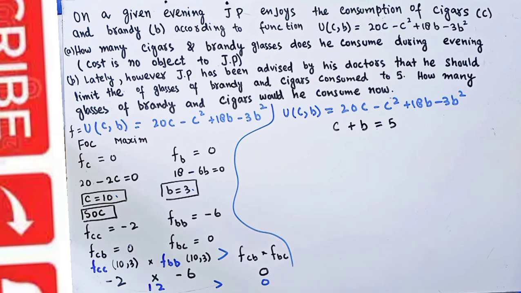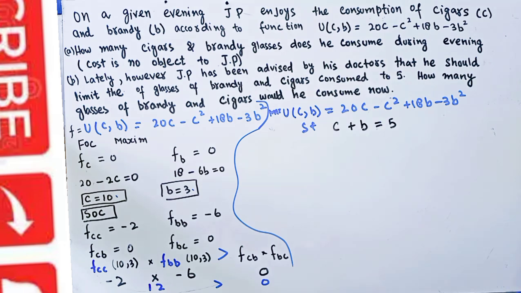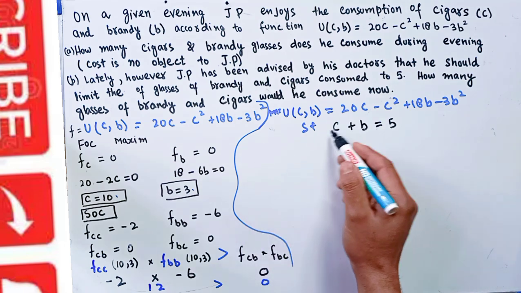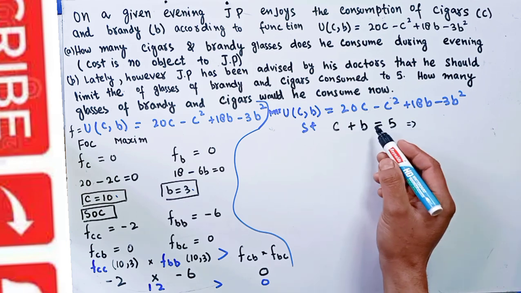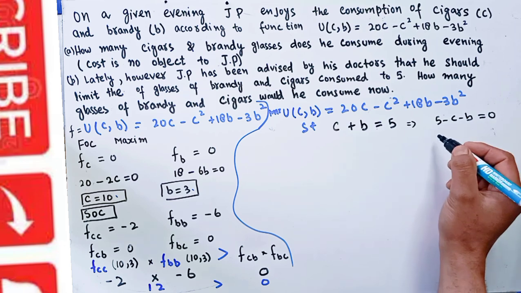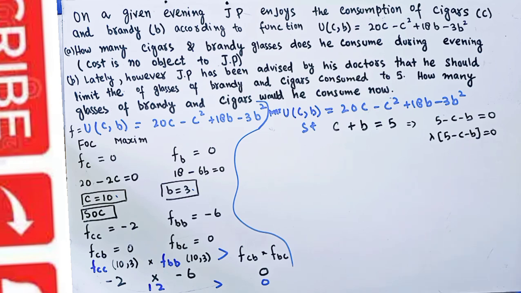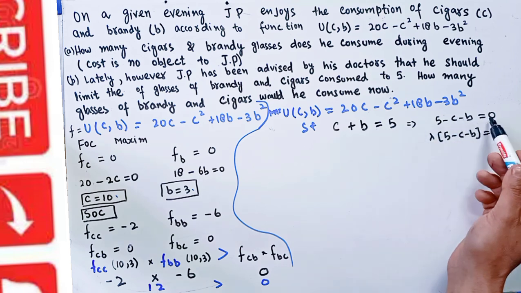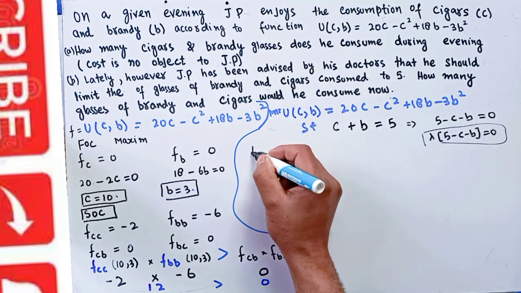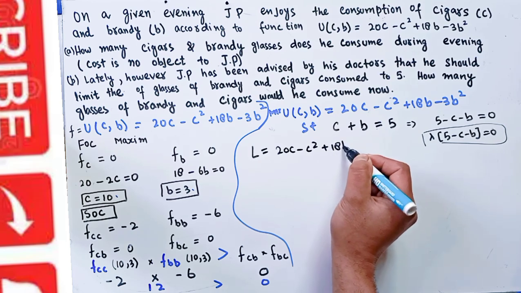So here what will we do? In this case we need to construct the Lagrange's function. So he will try to maximize this function subject to this constraint. Okay, so this is the constrained optimization problem, and we apply the Lagrange's function. I can rewrite this constraint as 5 minus c minus b is equal to 0, and let's multiply it both sides by lambda, so it will become lambda times 5 minus c minus b is equal to 0. What I am doing to solve this using Lagrange's function: first I set this constraint equal to 0, then I multiply it by lambda, then I form the Lagrange's function, which is equal to the given utility function, that is 20c minus c square plus 18b minus 3b square.